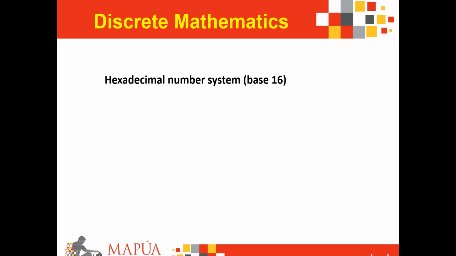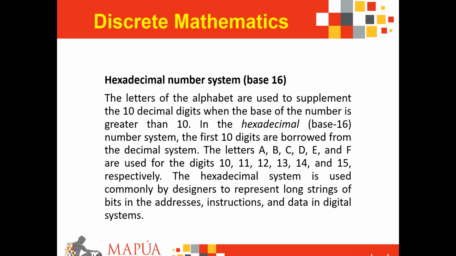And the hexadecimal number system, or base 16. The letters of the alphabet are used to supplement the 10 decimal digits for values that are greater than 9. In the hexadecimal number system, the first 10 digits are borrowed from the decimal system, followed by the letters A, B, C, D, E, and F, used to represent the values 10, 11, 12, 13, 14, and 15, respectively. The hexadecimal system is commonly used by designers to represent very long strings of bits, addresses, instructions, and data in digital systems.